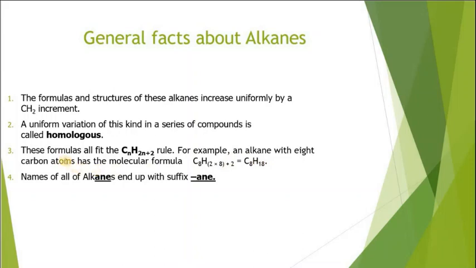For example, any alkane with 8 carbon atoms will have n equal to 8, because it has 8 carbon atoms. So the number of carbon atoms is 8 and the number of hydrogen atoms will be double that, plus 2. So it will be C8H18. And the name of all of the alkanes, do remember, will always end with the suffix "ane". The term "ane" comes with alkane. So whatever the name of the compound, if it ends with "ane", that means it is an alkane. It is a singly bonded compound.